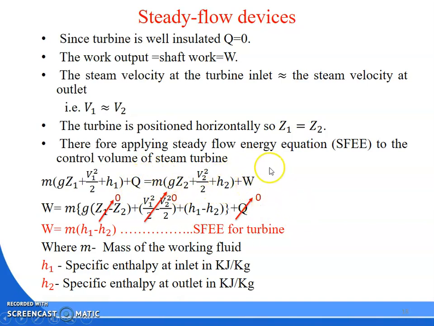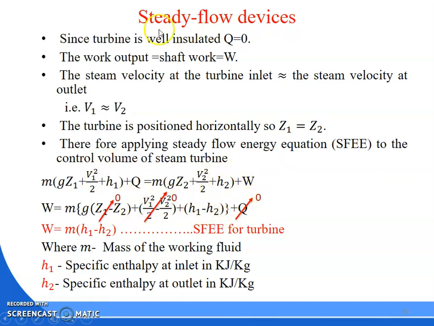So what do you get? We want the work. How much work will be produced by the steam turbine, that you have to find out. You have to keep W on one side and take all the other terms to the other side. If a term is taken to the other side, it becomes negative. So m g Z1 minus m g Z2, taking m common, gives m g (Z1 minus Z2). V1 square by 2 minus V2 square by 2, and H1 enthalpy minus H2, which is taken to the other side with a sign change.